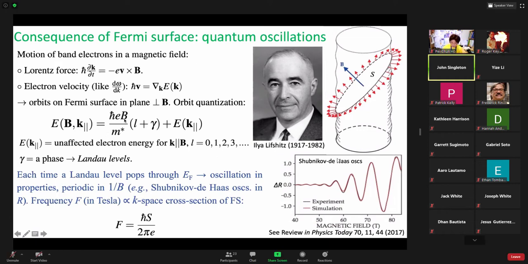You can imagine if you make this energy up here, the Landau level energy, equal to the Fermi energy, every time you increase this number by 1, the field is going to go down equally in 1 over B. So these oscillations are periodic in 1 over the magnetic field. And their frequency, therefore, is like a field. It's in Tesla, and it turns out to be proportional, directly related only by fundamental constants, to this area of this orbit here. So this is a very useful technique because we can actually map the shape of the Fermi surface out by looking at the frequencies of these oscillations.